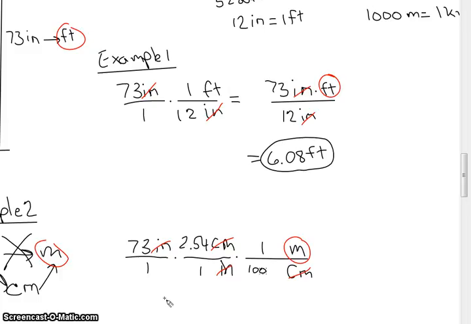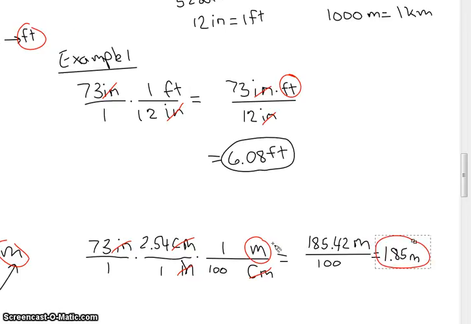I'm going to pause for a moment and get you the answer for that. So when I've multiplied across the top, I get 185.42. The leftover units are meters. When I multiply across the bottom, I get 100. Notice again all the units in the bottom canceled out. When I take this 185.42 divided by 100, I get approximately 101.85 meters. I just did some rounding. I usually round to 2 decimal places here. So that's why there's kind of a loss of decimals.